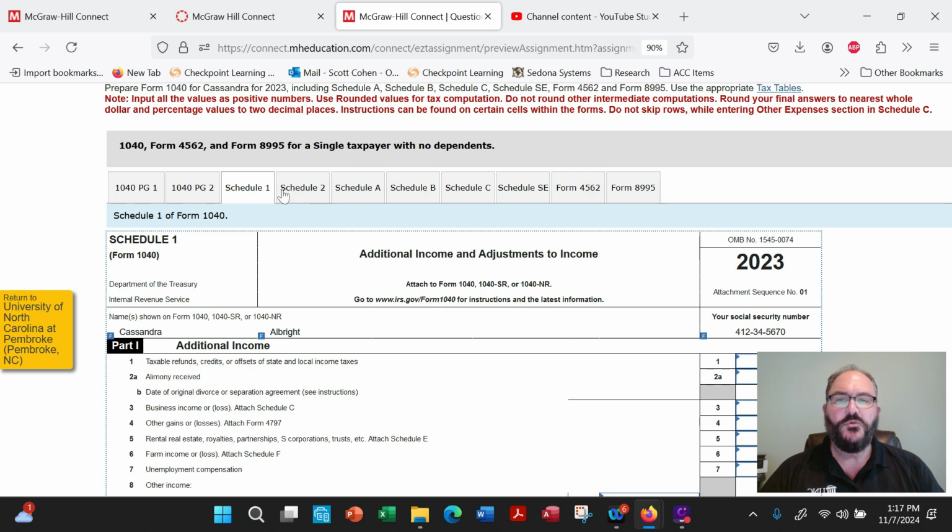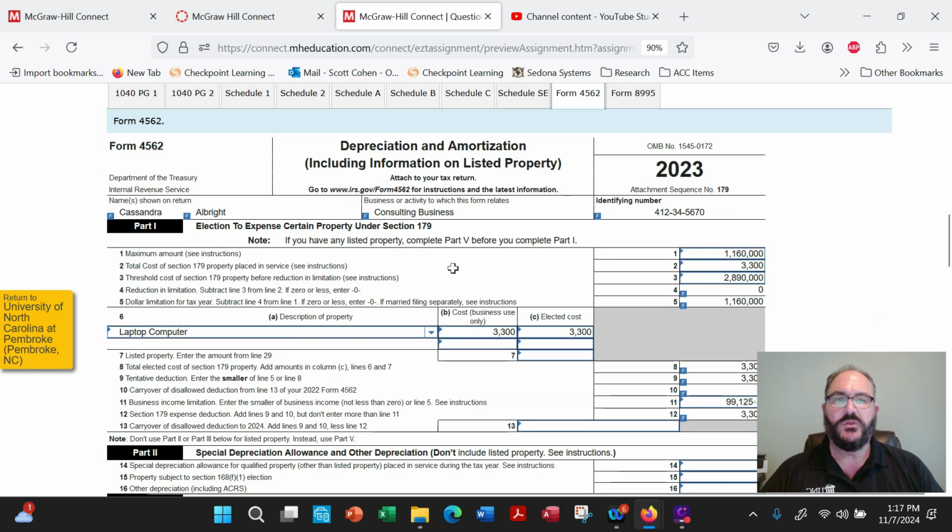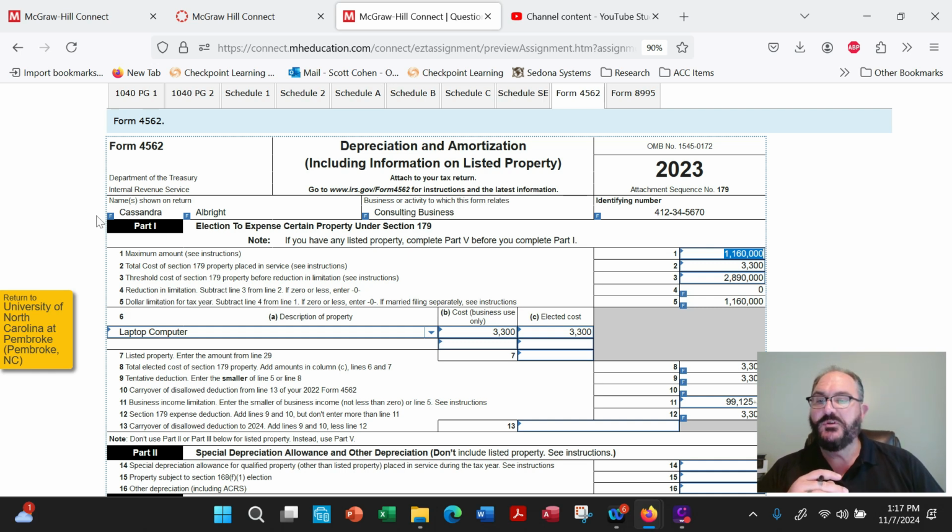Now we also know that we had to fill out this 4562. Okay, the 4562, this is about depreciation, okay? You see this number right here? That's the limitation on the Section 179. So notice, how much was the Section 179 she put in? $3,300. That's this item right here, okay?